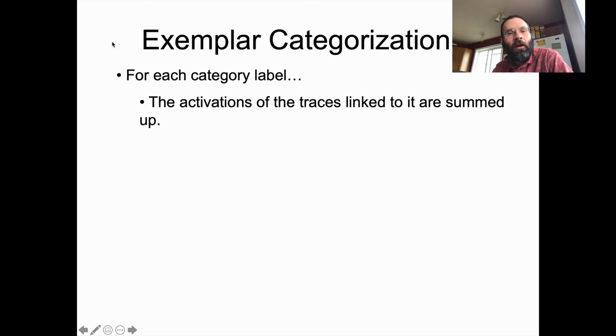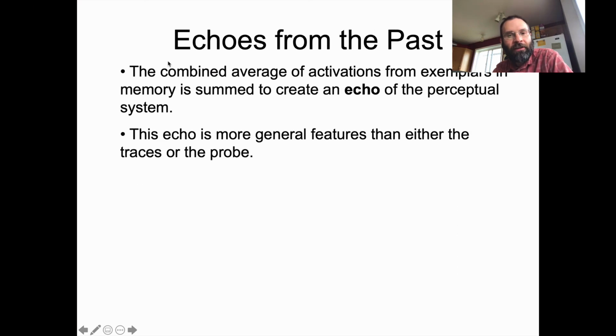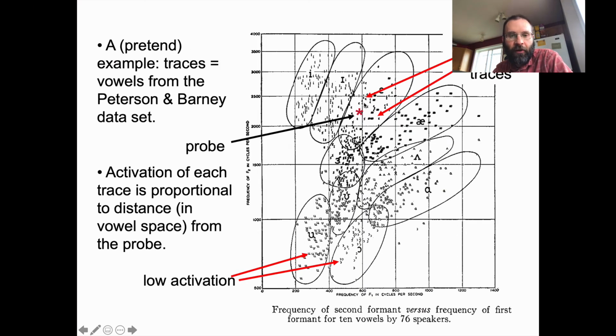Okay, so getting back to where we were before, we're activating traces based on how similar they are to the probe, and every trace is linked to a different category label in memory.